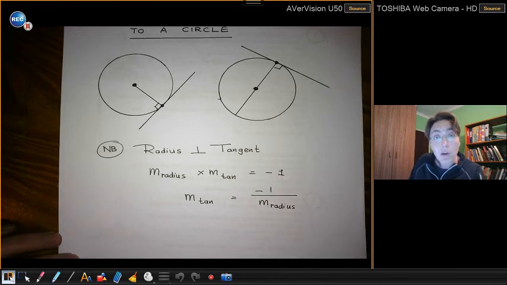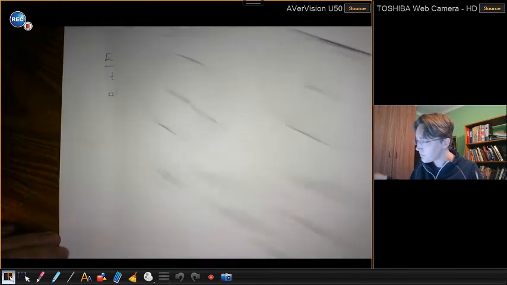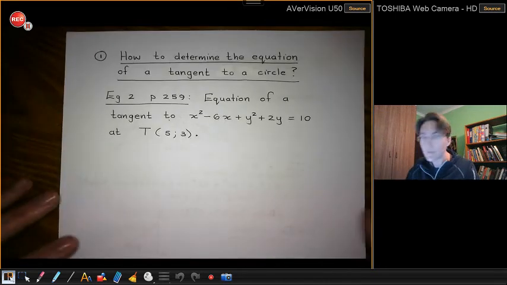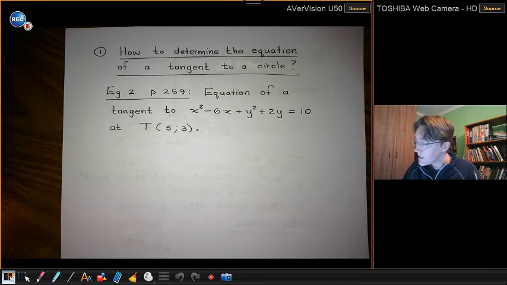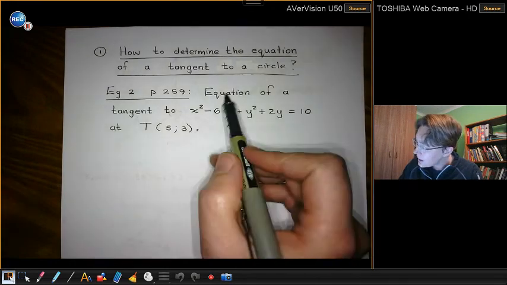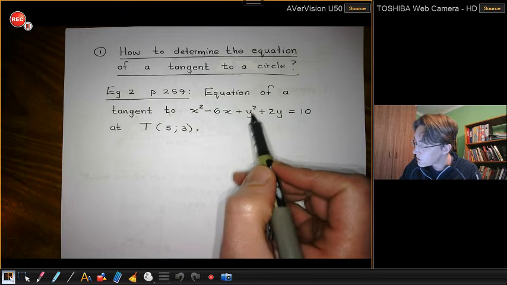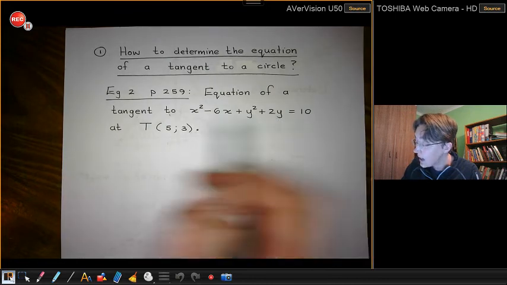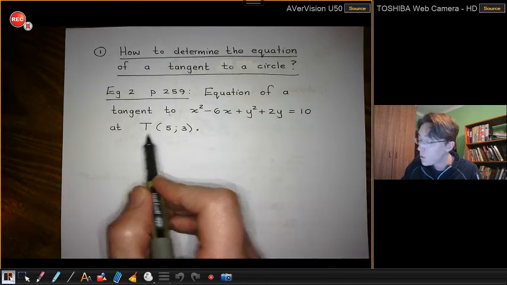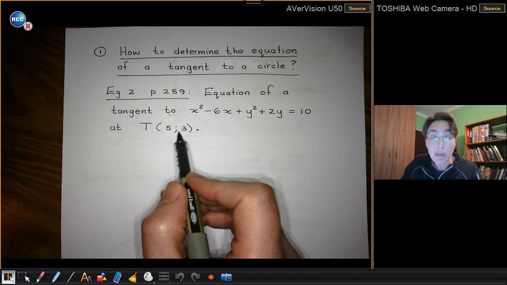So let's look at an example. How to determine the equation of a tangent to a circle. So this is example 2 on page 259 of the textbook. It says, the equation of a tangent to the circle x squared minus 6x plus y squared plus 2y is equal to 10 at the point of contact, which is the point T, and that has been given coordinates (5, 3).